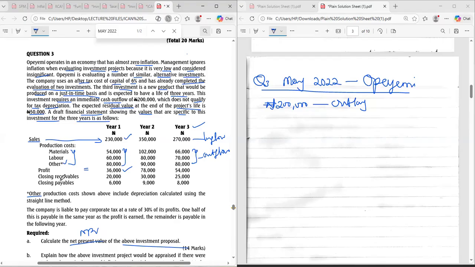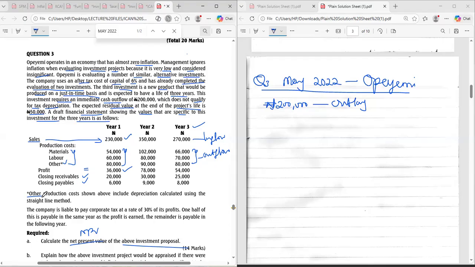Then this question would have been very easy if there were no receivables and payables. So what makes this question tricky is the receivables and payables and nothing else. This is a normal question, a small question. So they gave us receivables and payables. Now, receivables will affect sales. Payables will affect what? Production cost. So we have to do adjustments for that. But are you with me now?